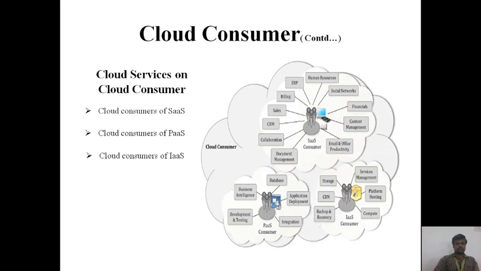The cloud consumers use cloud services such as SaaS, that is software as a service, platform as a service, and infrastructure as a service. This is the pictorial representation of where the cloud consumers are used. Cloud consumers may be IaaS consumers, PaaS consumers, or SaaS consumers. IaaS deals with storage, service management, or platform hosting. PaaS, platform as a service consumers, deals with application deployment, integration, development and testing, and database. And the last one is SaaS, software as a service, which covers human resources, emails, CRMs, billing, and so on. So these are the services used by cloud consumers.